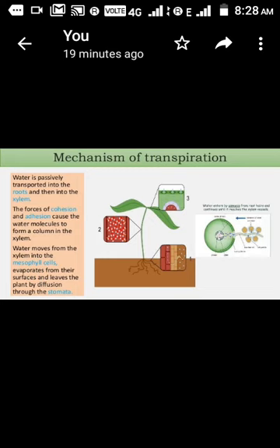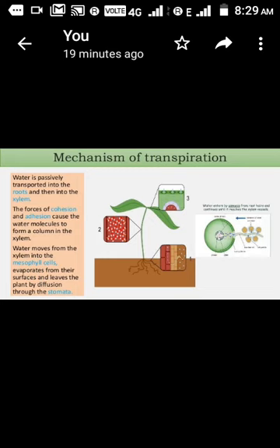Now this water that entered the roots will move throughout the plant's body, the stem, by the xylem, you all know, and the last one is evaporation. So water is passively transported into the roots, that is the first step, then into the xylem, the second step. In the second step, the forces of cohesion and adhesion, these two forces cause the water molecules to form a column in the xylem.